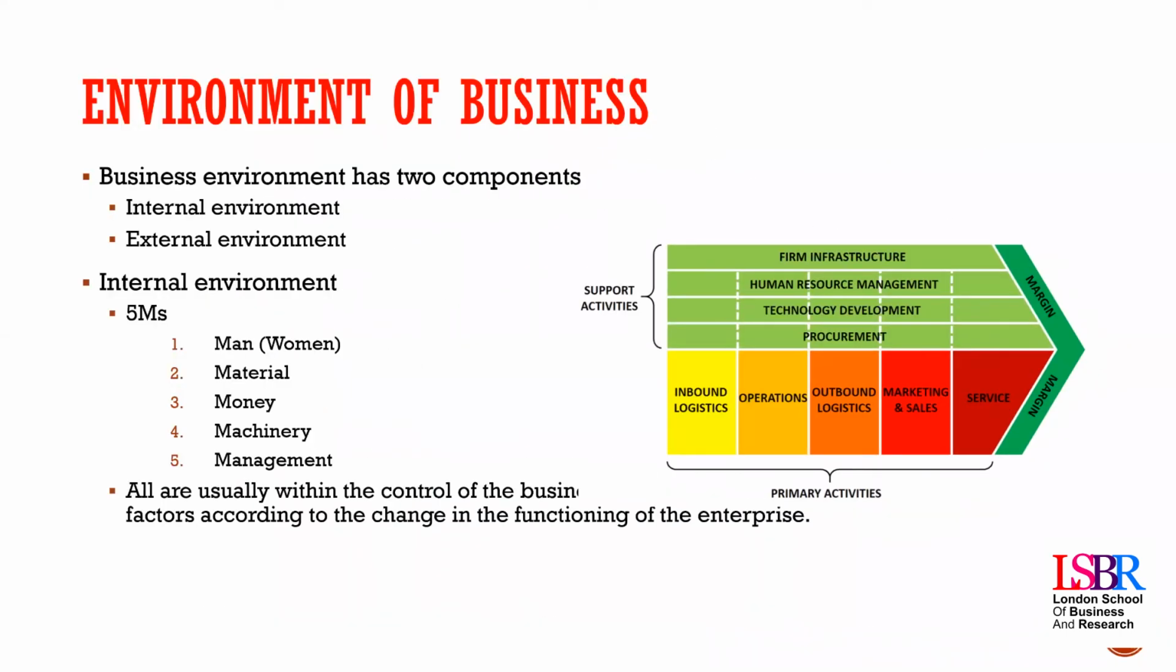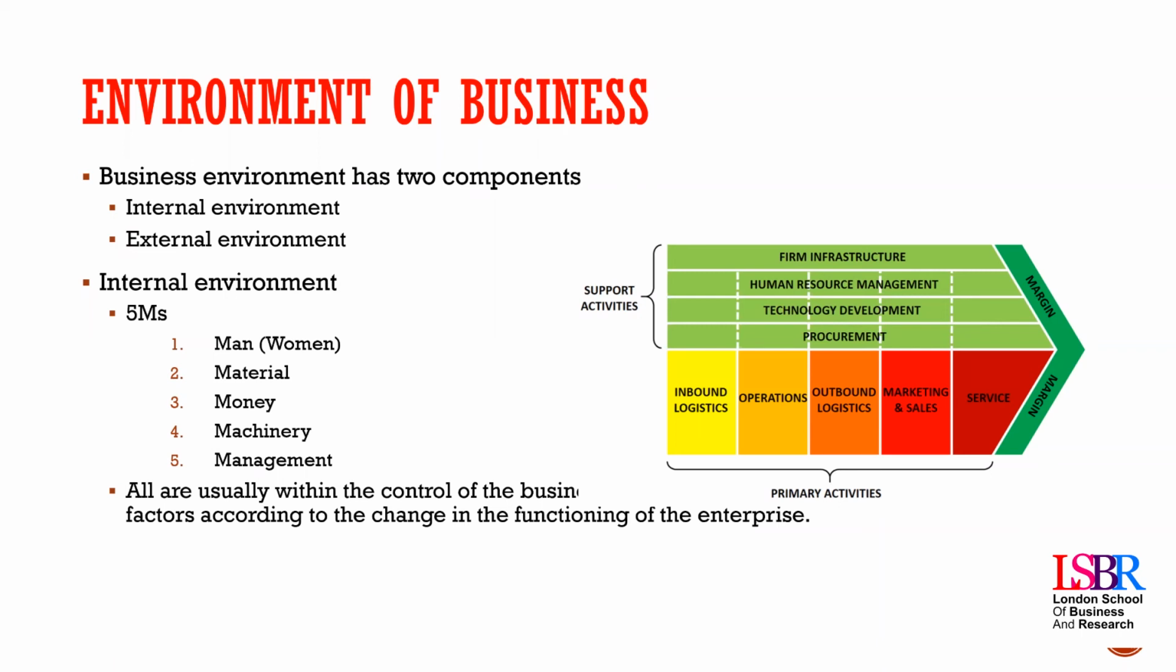So let's think now about the environment of business. So business environment, as I said to you already, has 2 key components. You've got the internal environment and then you've got the external environment. With the internal environment, there's the 5 M's model, which is usually a good way to remember.